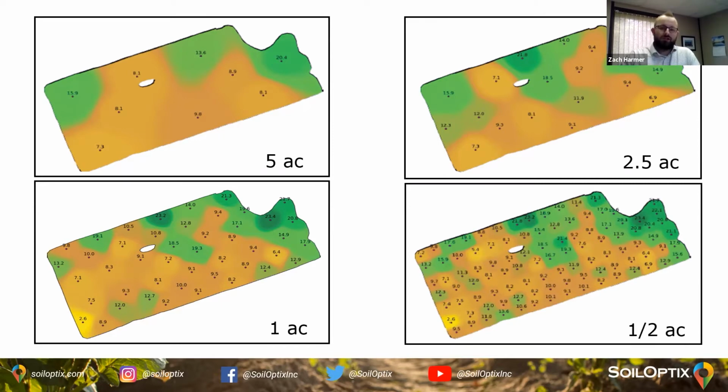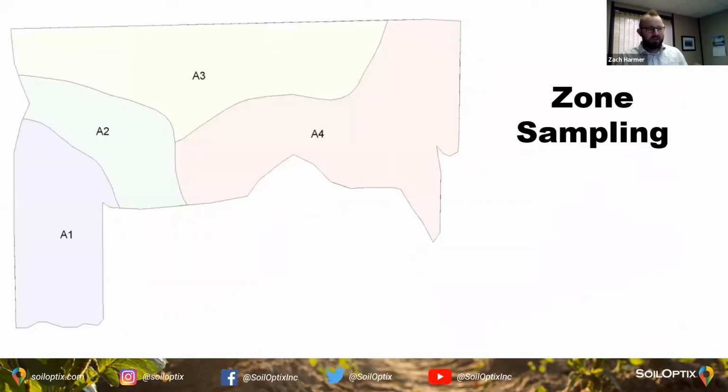How do we still achieve the accuracy, the variability, and the information that we can gain from maybe a half acre grid and even more, but at around the same price, cheaper, or maybe just slightly more than a 2.5 acre grid? Now, one of the pieces that have tried to answer that question is zone sampling.